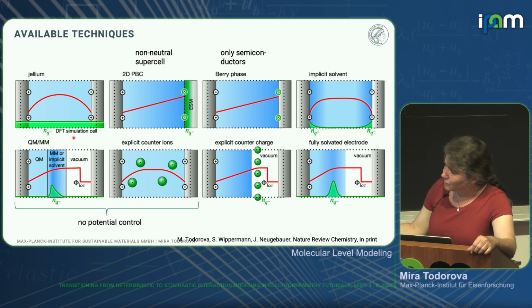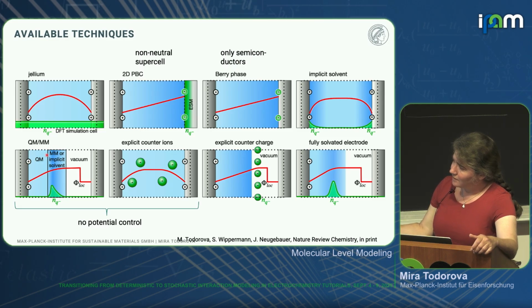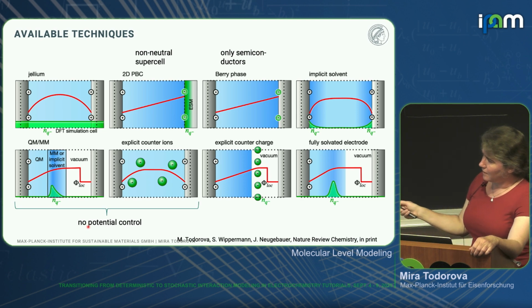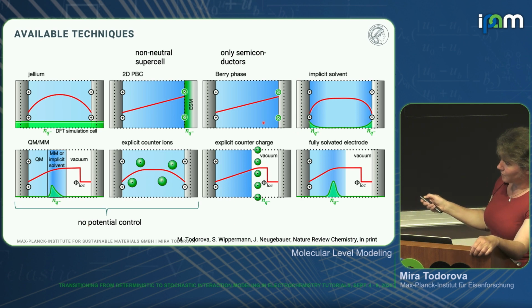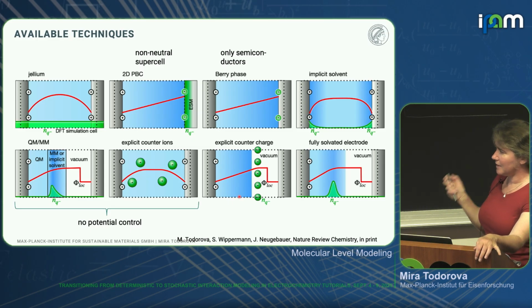So you have here the quantum mechanical region where you would like to describe it with DFT. Then here you have molecular, what is it, MM, I always forget the abbreviation. Anyway, you put a force field or an implicit solvent here, and then you can have a vacuum region, and you can see that you have a kind of counter charge, or these explicit counter ions that have been used, but these are difficult to get potential control in. Now, this is the method that we proposed and discussed so far with the neon electrode.